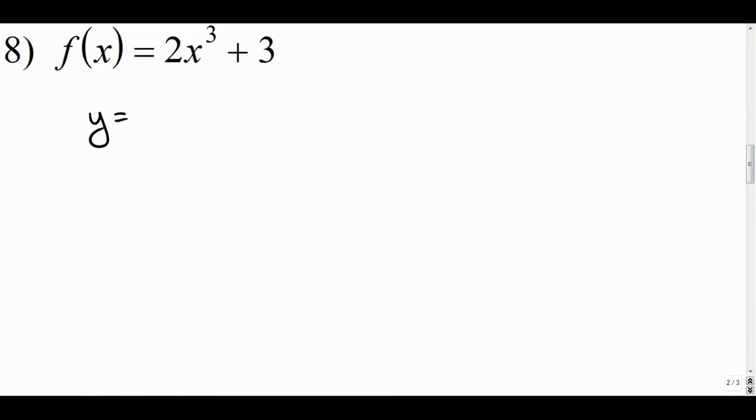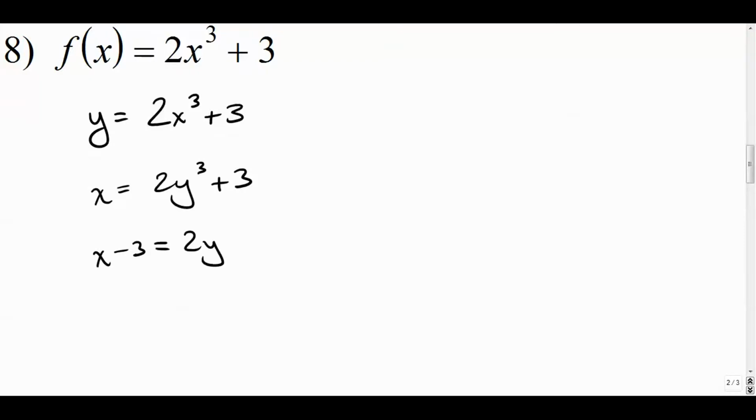Alright, so let's do this. Let's go 2x to the third plus 3 equals y. I just basically turned f of x into y. And now I switch my x and my y and I solve for y. So I'm going to subtract 3 from both sides, and I'm going to divide everything by 2. To get rid of a cubed, I take the cube root.